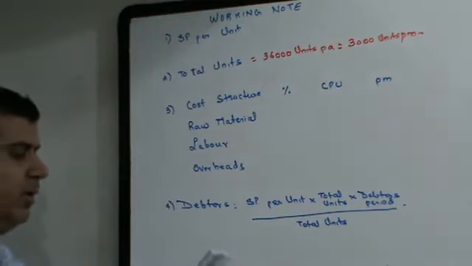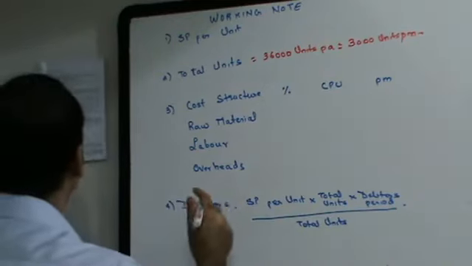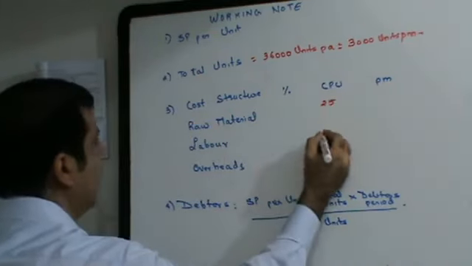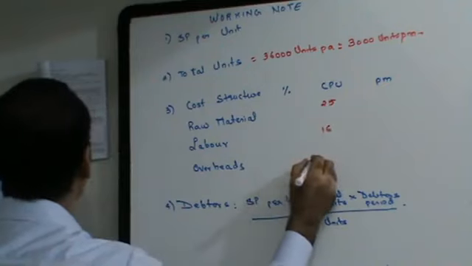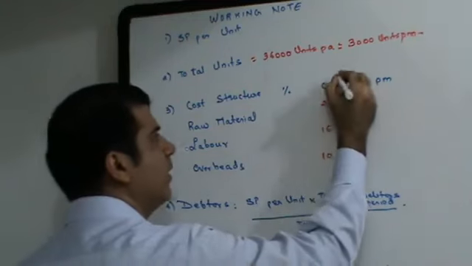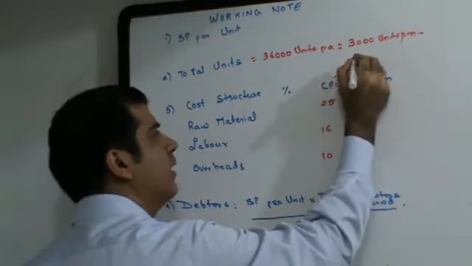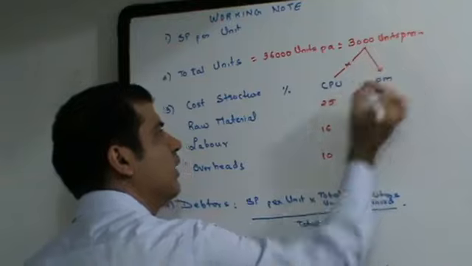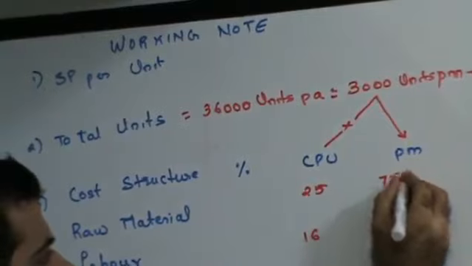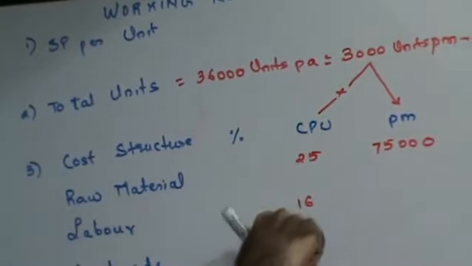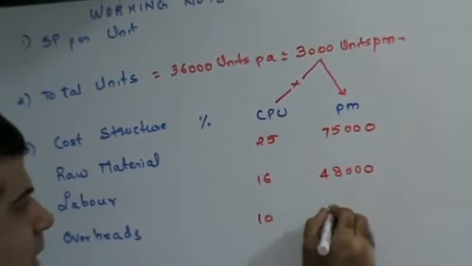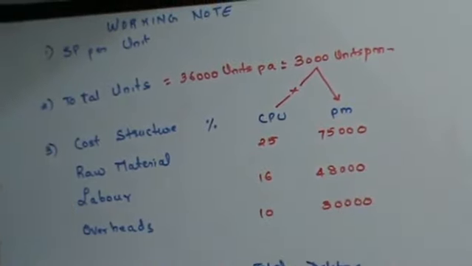Fine? Now, they have given you the cost structure. They have given you that raw material per unit is 25, labor per unit is 16 and overheads per unit is 10. How do I get the per month figure? CPU multiplied by per month units will give you the per month figure. That means 25 into 3,000 is 75,000. Then 16 into 3,000 is 48,000. 10 into 3,000 is 30,000. So this is going to be my per month figure.